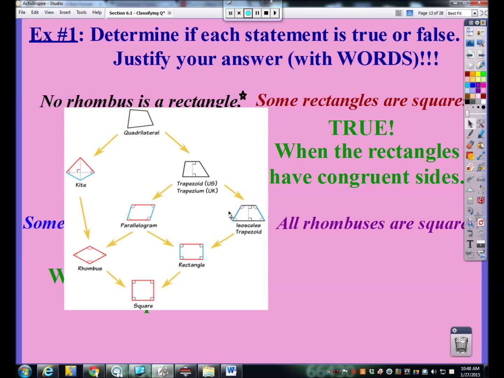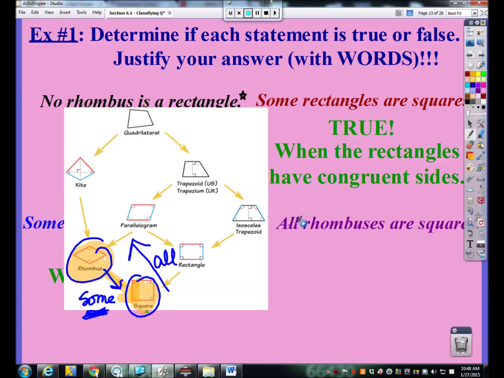And then the fourth one, all rhombuses are squares. Are all rhombuses leading down to squares? Now, we're starting here and we're going down to get to squares. So we said going down, we can always say some. Going up, we can say all. Now, this is saying all, and we're going in the wrong direction. So it's not true that all rhombuses are squares, because to be a rhombus, we had to have 4 congruent sides.